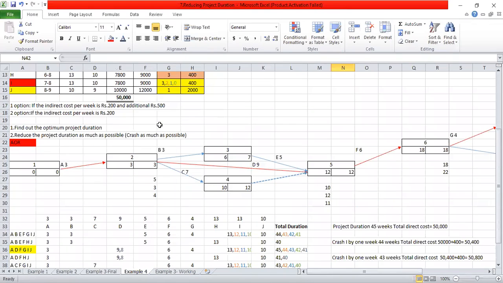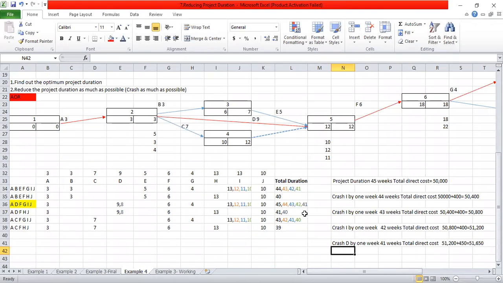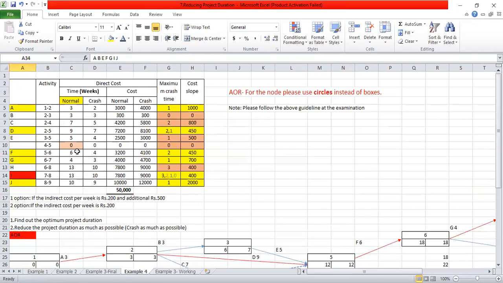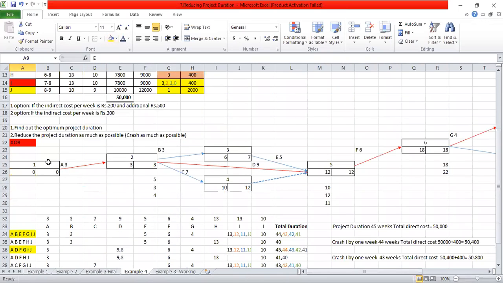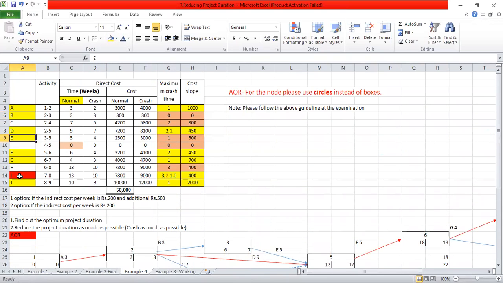So the next one is again 41 weeks. Now how many critical paths are we having? We are now having 2 critical paths, A, D, F, G, I, J, and A, B, E, G, I, J, right? So I have to highlight this path as well. A, B, E, F, G, I, J. I is already crossed, right?